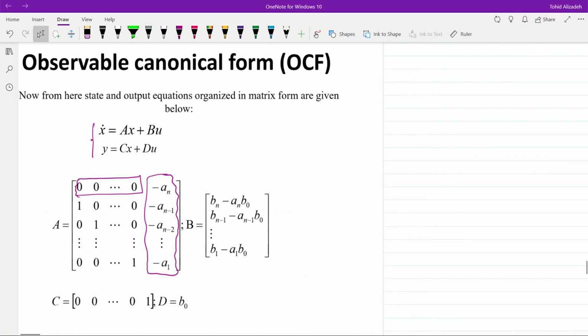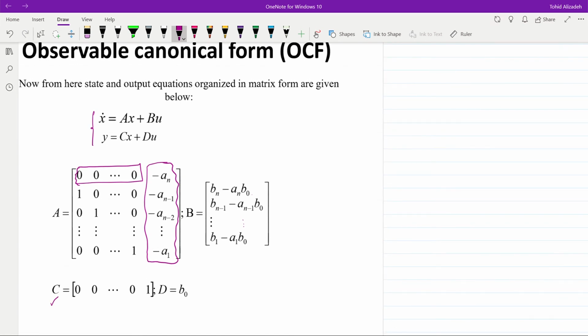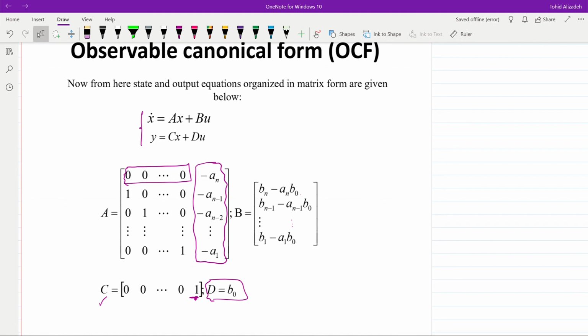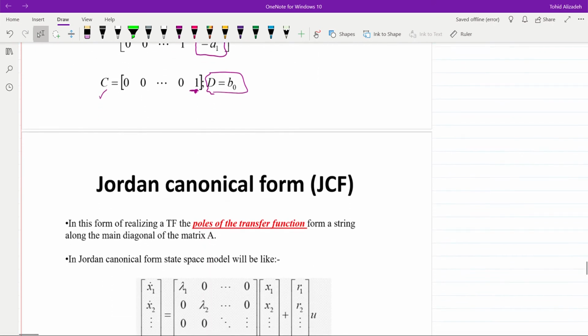For B, we will have it in the form of a vector. In this case, since we have a single input, B will be equal to bn minus an b0, b(n minus 1) minus a(n minus 1) b0, till b1 minus a1 b0. And then the C vector will be in the form of a row vector with zeros everywhere except the last element, which will be equal to 1. And D will be equal to b0. And obviously, if the order of the numerator and the denominator are not the same, then b0 will be equal to 0, and we will not have the feed-forward path indeed. So that's what we have for the controllable canonical form.